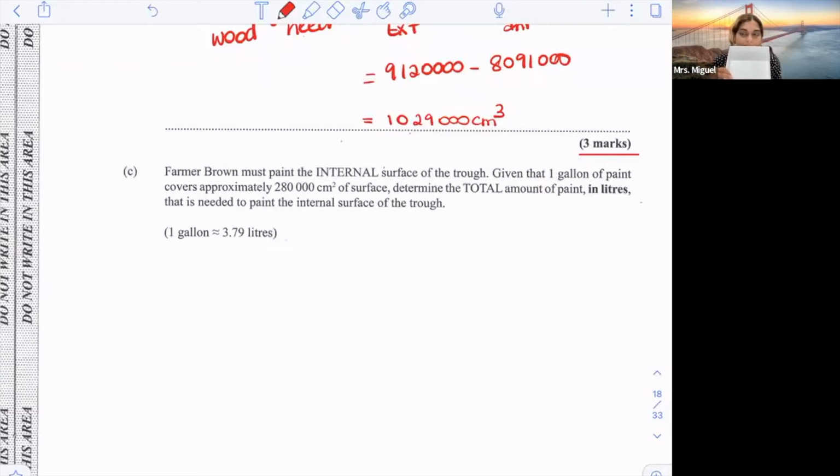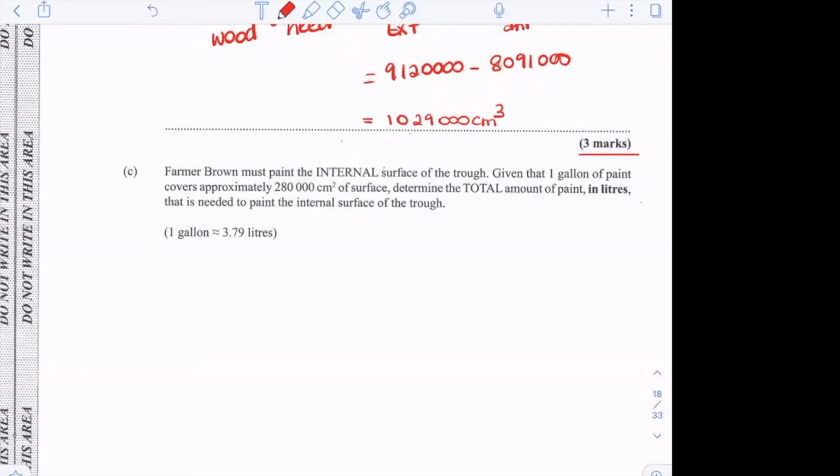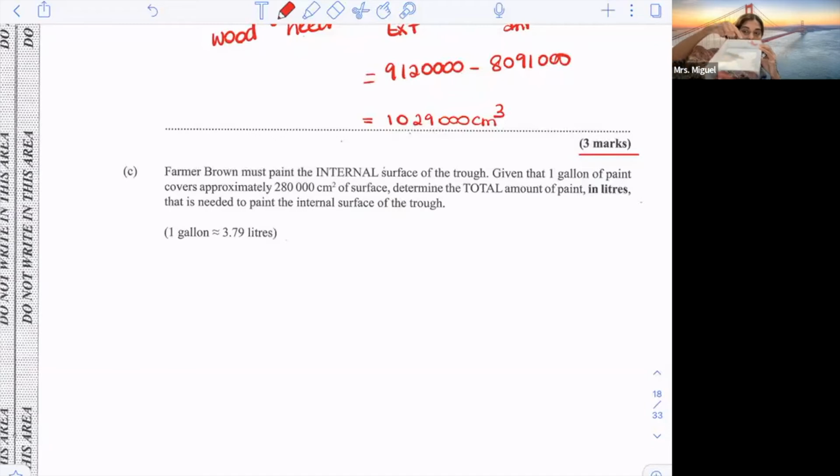So this is Farmer Brown's trough. Remember, it is open to the top. So there is no need for Farmer Brown to paint the top. There is no top. So he has the bottom, the rectangular bottom. He has the 2 long sides and he has the 2 short sides. How many faces is that? 4 faces. Let me count again. 5. So the big part at the bottom, the 2 short and the 2 long. So let's work out the total surface area.